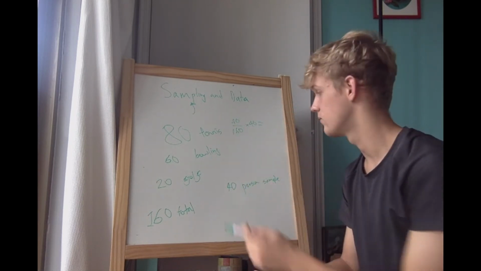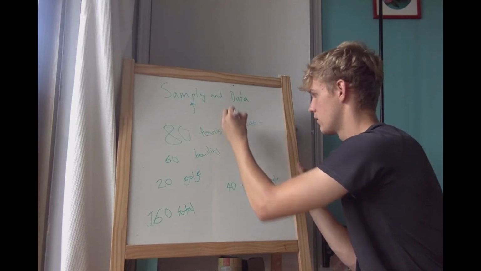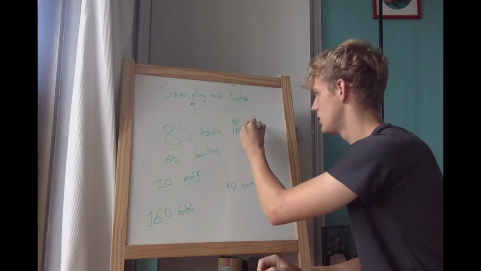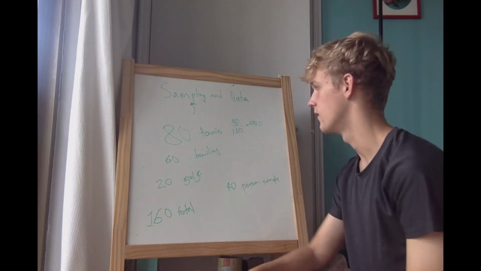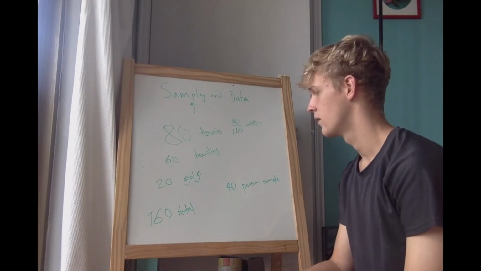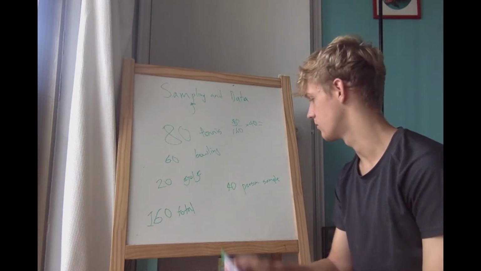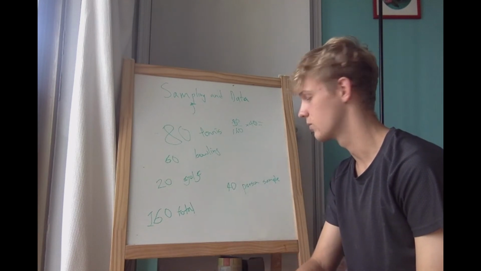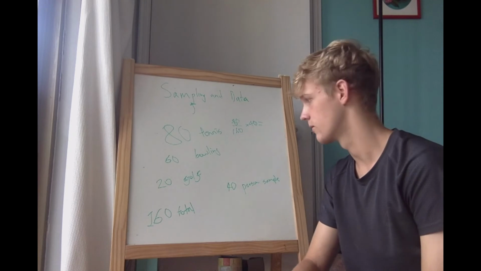And then we do the same, so 60 over 160 times 40, and that would get how many people you ask from the bowling section. And then 20 over 160, because this way you're getting the right amount of people from each section of the sports club, so it will be the best way you can do it, sort of.